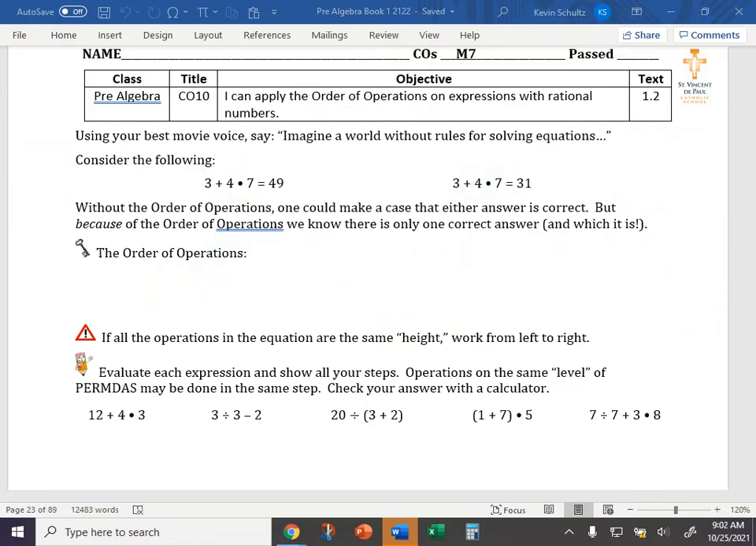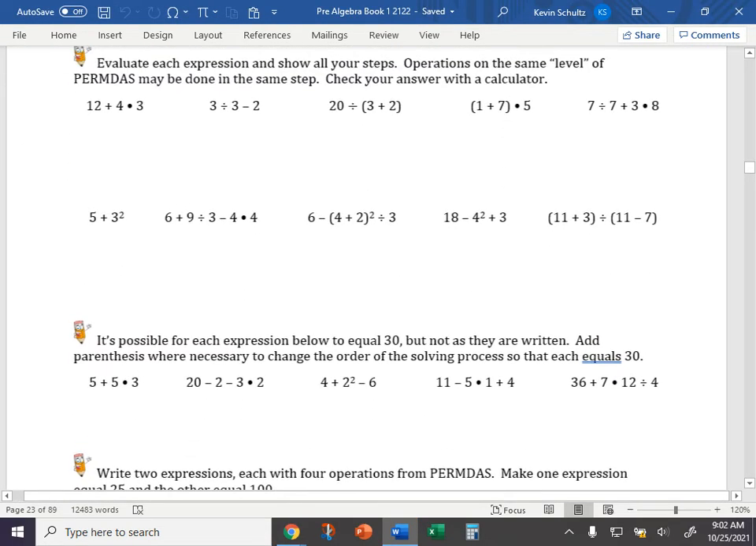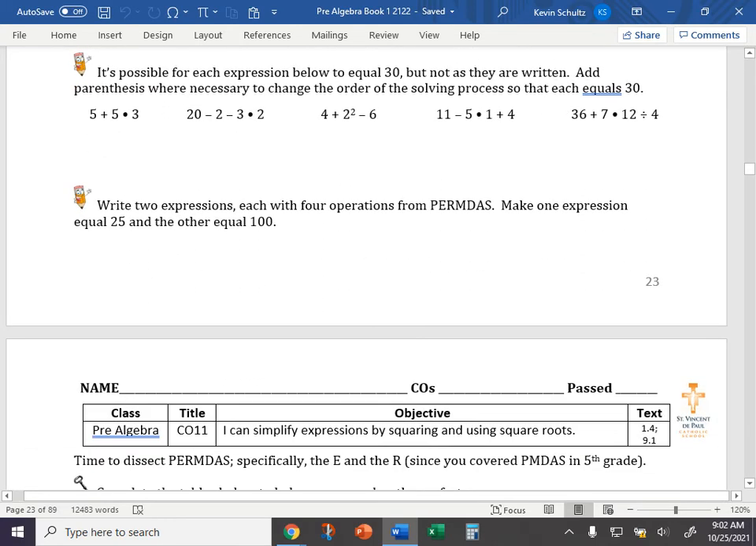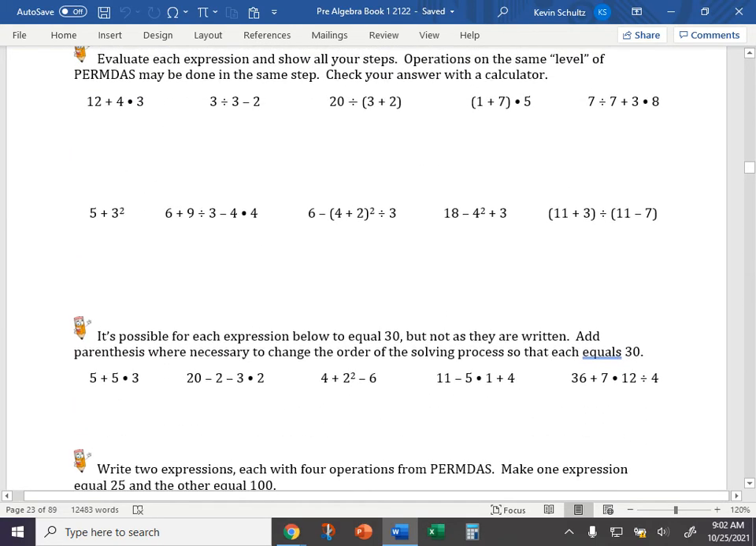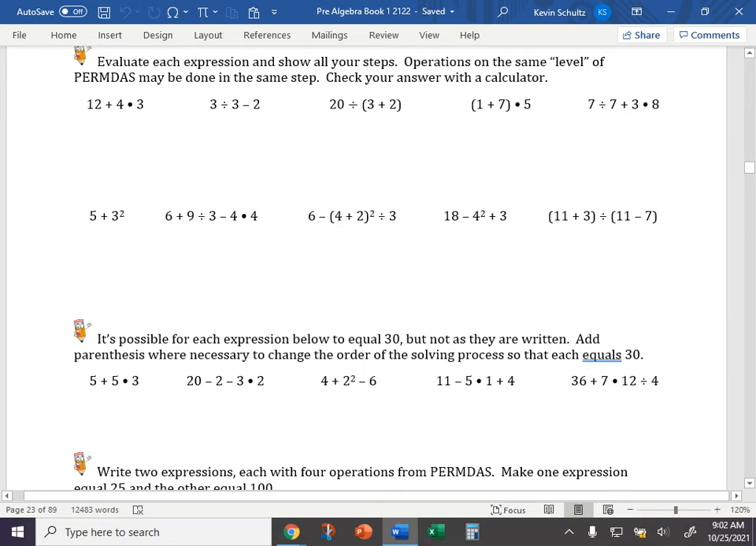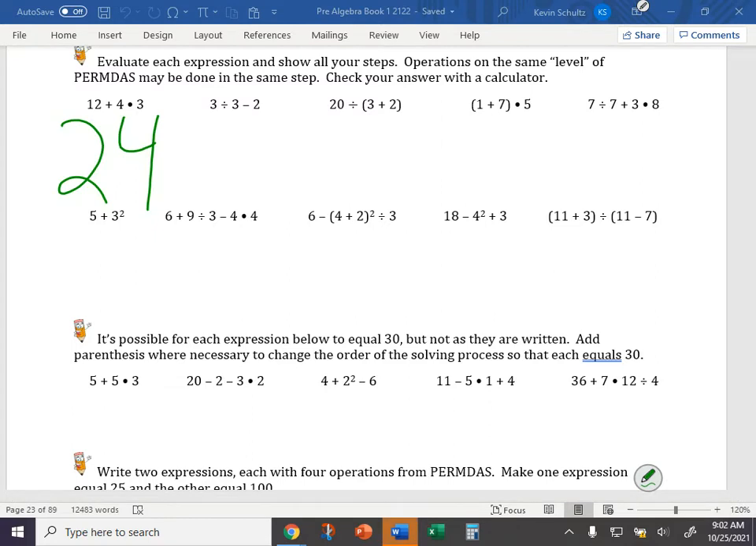When you do this page, I do give you enough space to show your work. Okay, so 12 plus 4 times 3. If you can do this mentally, I'm proud of you. That is awesome. But I didn't leave you this much space just to write your answer really big. Okay, I want you to show me what you're doing. Okay, what would we do first in 12 plus 4 times 3? Yes.